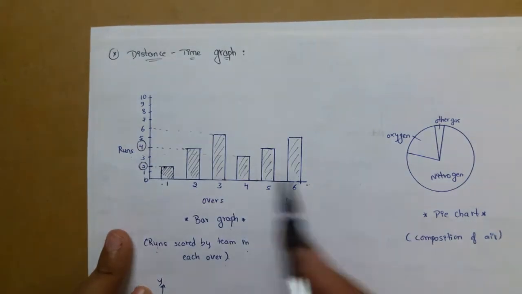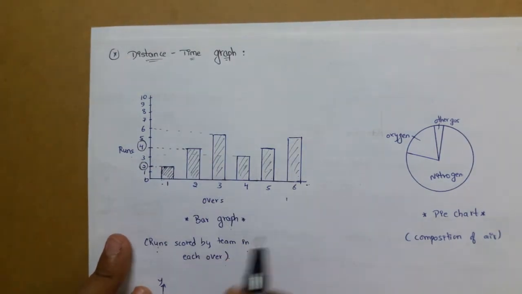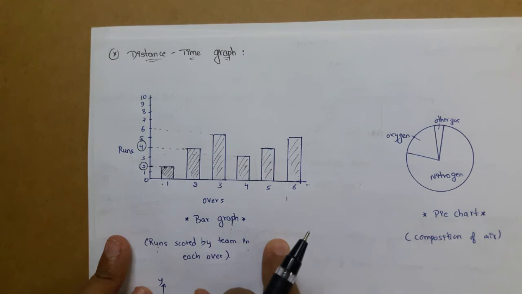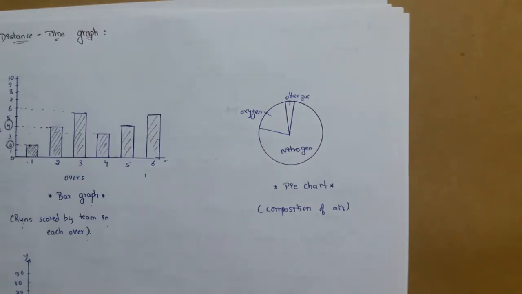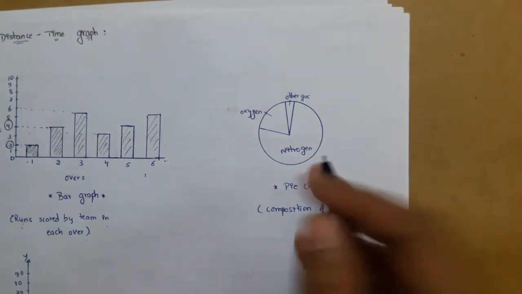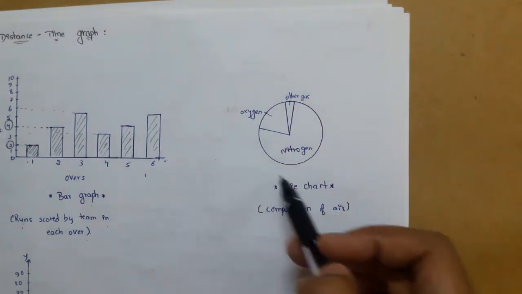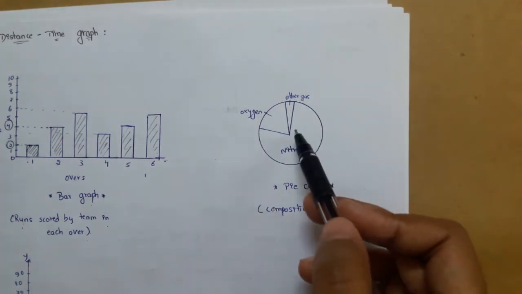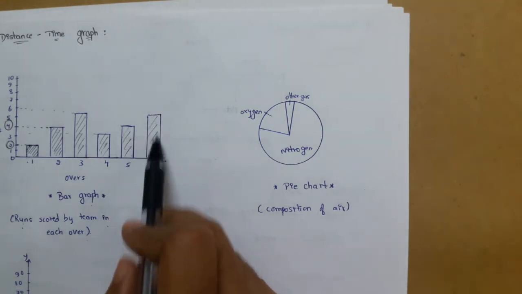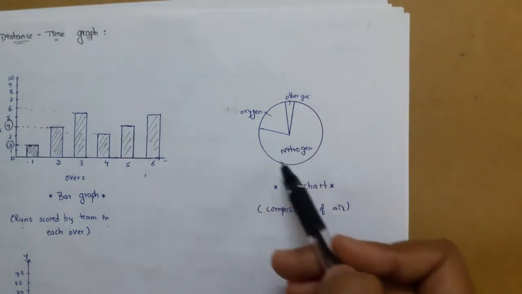So you can say from this easily that the bar graph represents the runs scored by the team in each over. Similarly, there is one more representation of graphs in terms of a pie chart. A pie chart is a circle in the shape of a pie. In the bar graph we had bars, in the pie chart we have the shape of a pie.